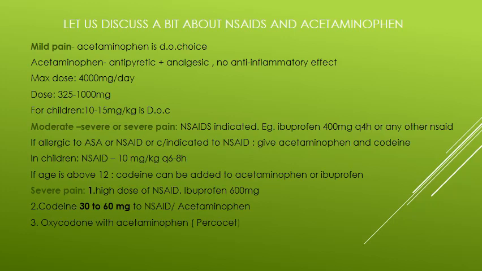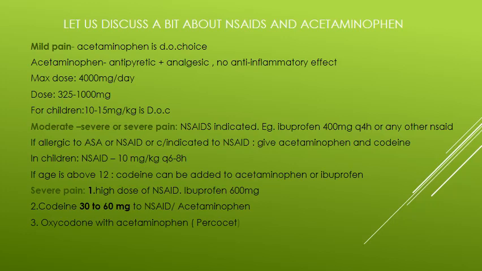If allergic to aspirin or NSAIDs, or NSAID is contraindicated because of some condition, you can give the patient acetaminophen and codeine, because only acetaminophen will not work and only opioid you will not give. So you will give a combination for moderate to severe pain, because you cannot give NSAID. In children, you can give Brufen as 10 mg per kg every 6 to 8 hours. If the age is above 12, codeine can be added to acetaminophen or Brufen, depending upon the options listed in the template.